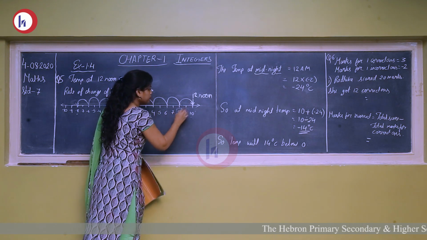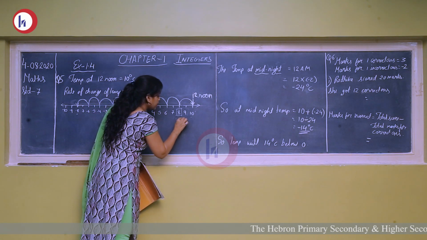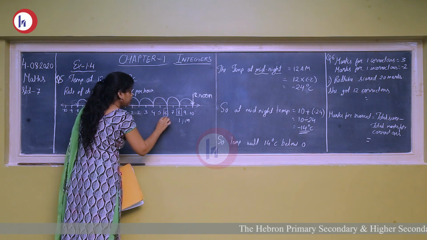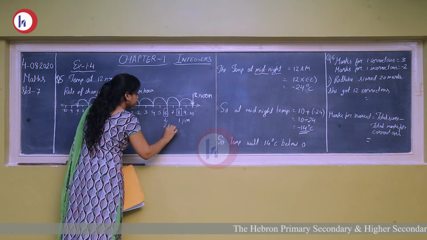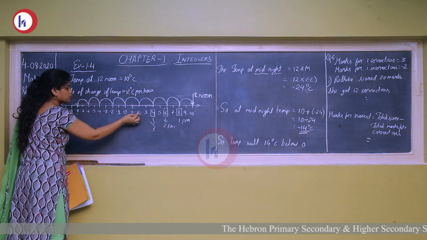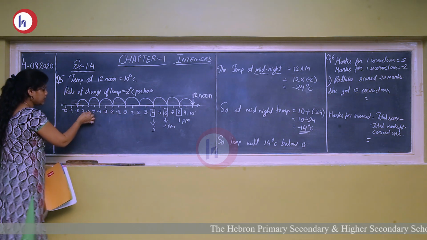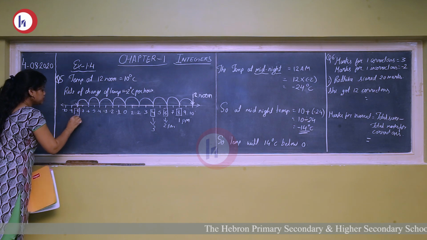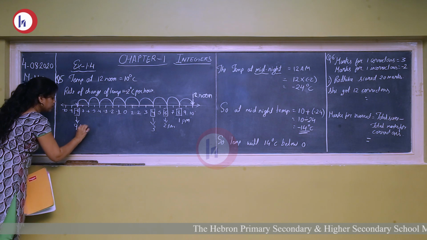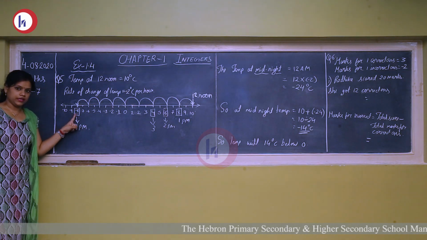Suppose if you see here, it was 12 noon, then it decreased 2 degrees and the time was 1 p.m. Okay. Then it will be 2 p.m., 3, and it goes on. So 4, 5, 6, 7, 8, 9. When the temperature is minus 8 degrees C, it will be 9 p.m. So at 9 p.m. the temperature is going to be minus 8 degrees C.